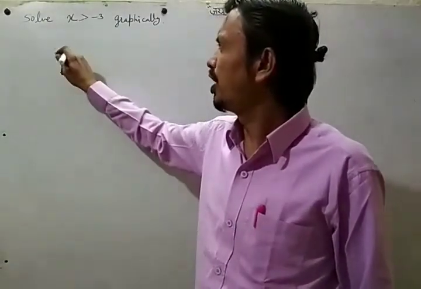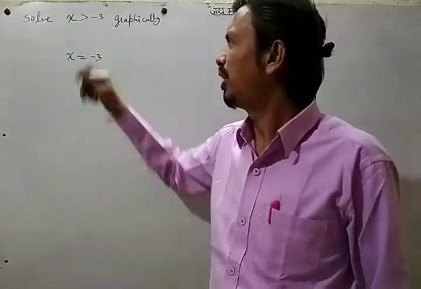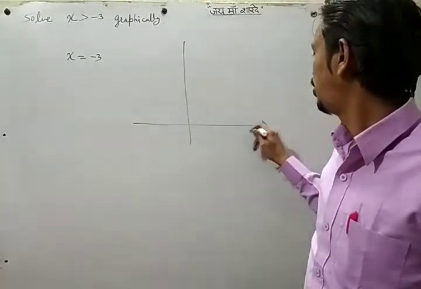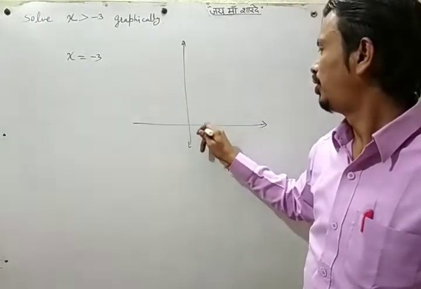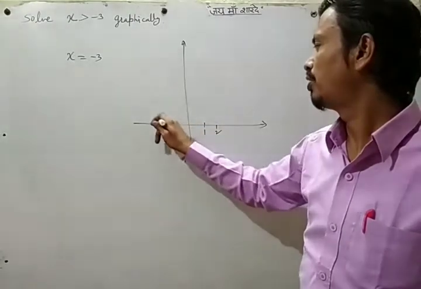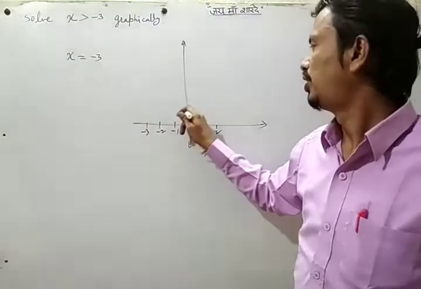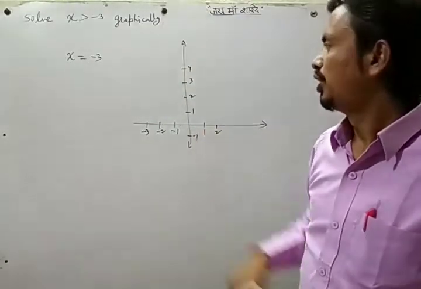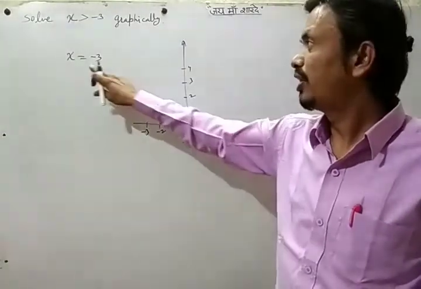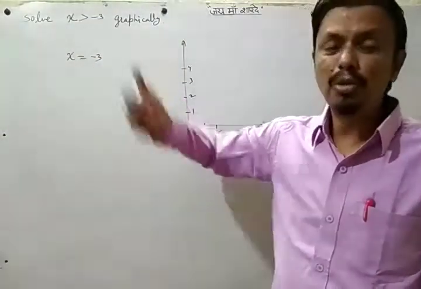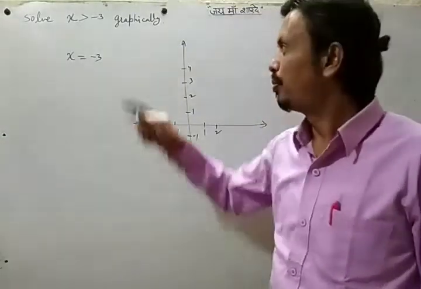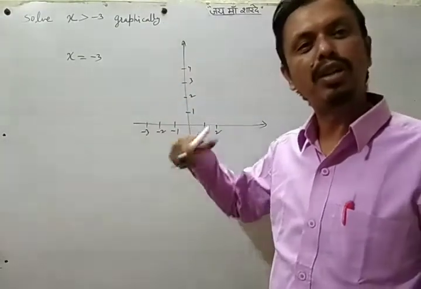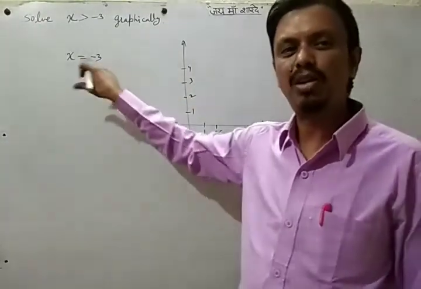So if we find its corresponding equation, we get x equal to -3, and on the xy plane we draw it. So x equal to -3. Here y is missing, so the line will be parallel to the y-axis. The variable which is missing, the line will be parallel to that axis. If x is missing, the line will be parallel to the x-axis. If y is missing, the line will be parallel to the y-axis.